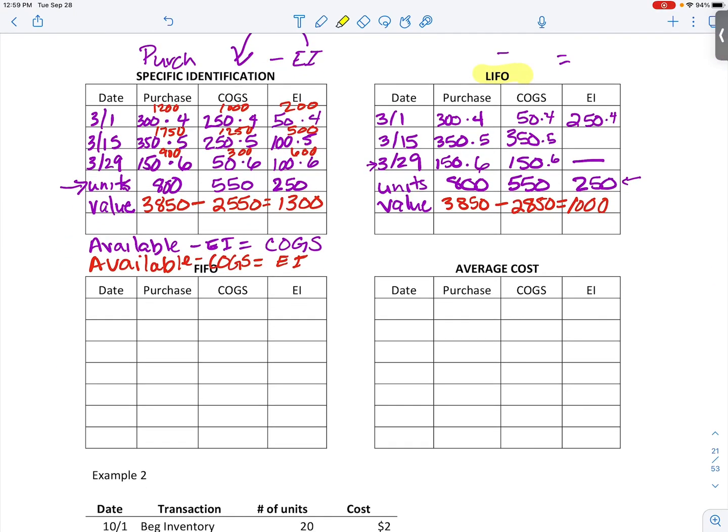All right, let's look at then FIFO. First in, first out. Same thing. I want just to keep everything straight in my head. This is a simple problem. Once they get a little longer, you're going to want to make sure you have this all situated and set up in a way that you can follow.